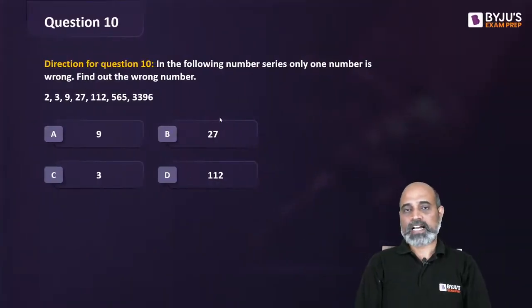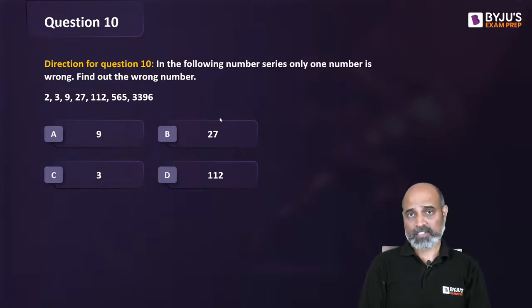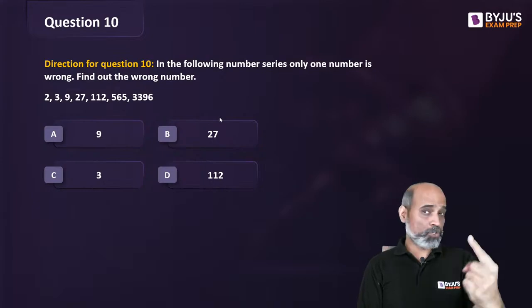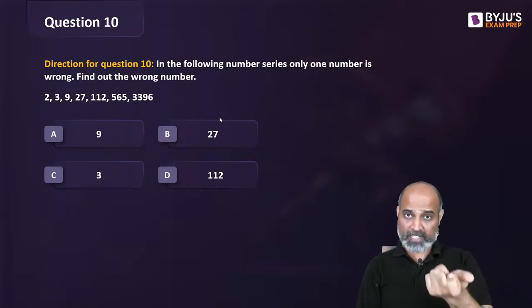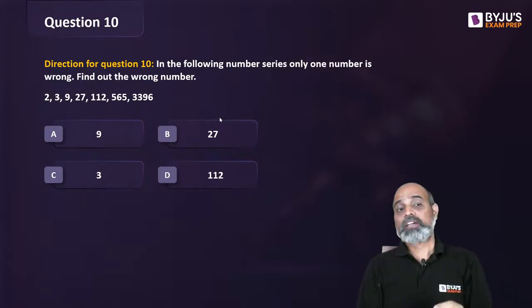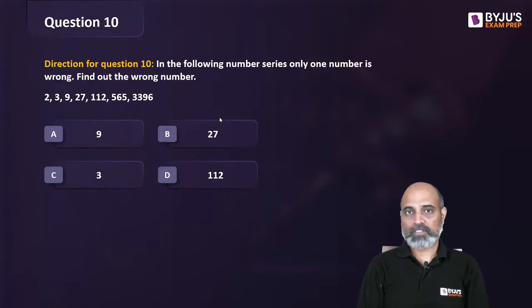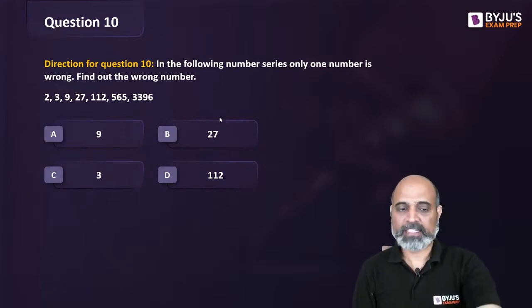Next one. Again, you need to find out where is the problem. 2, 3, 9, 27, 112, 565, 33, 96. Again, the values are increasing so quickly from a single digit to double digit and then triple, then 4-digit number. It has to do again with the powers. पर किस तरह के values का powers? ये जरूरी है.